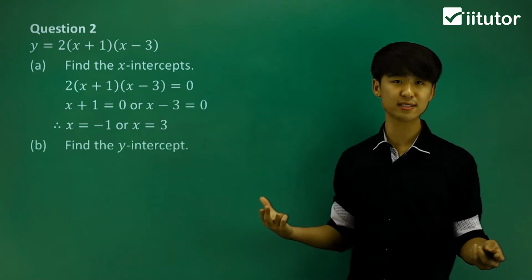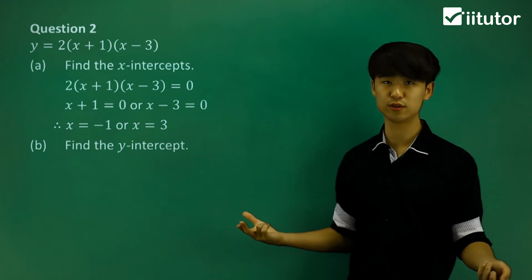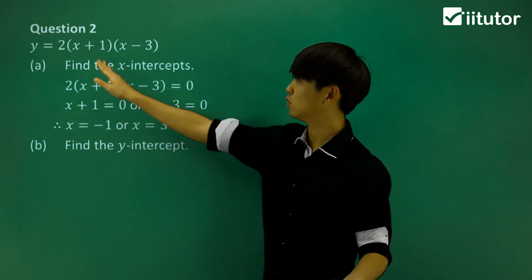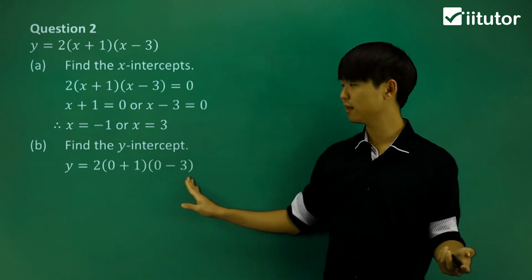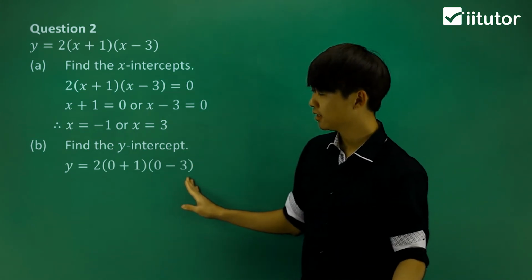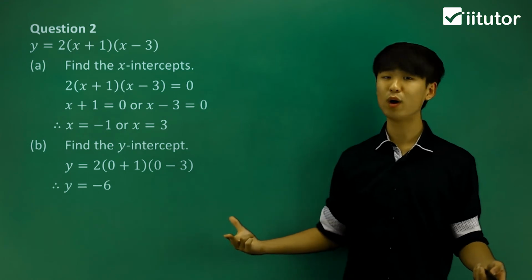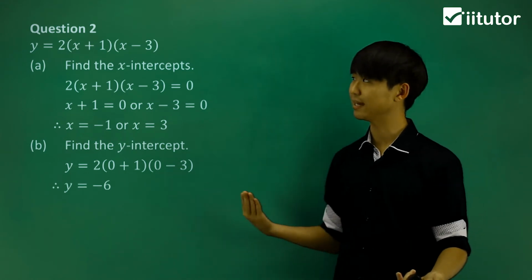Now finding the y-intercept, that's when x is equal to 0. This is a bit easier. We're just going to put 0 into my x's. I want you to put that into your calculator or just figure it out if you can. And simplify, we get my y-intercept is y is equal to negative 6.